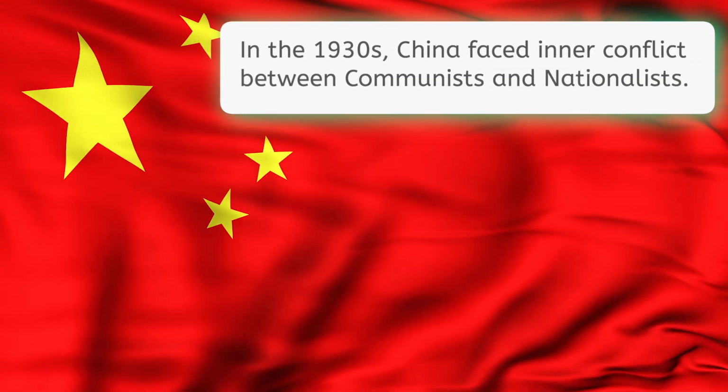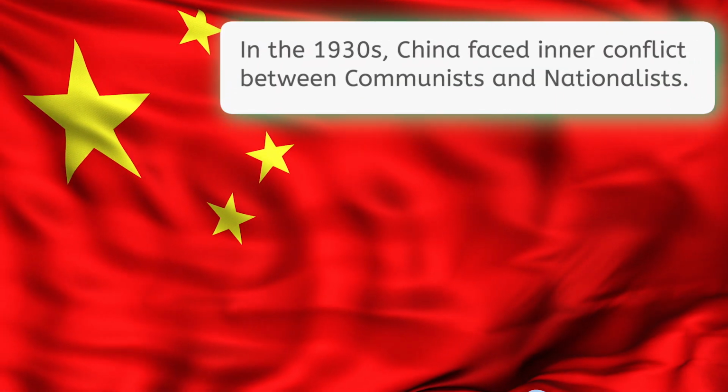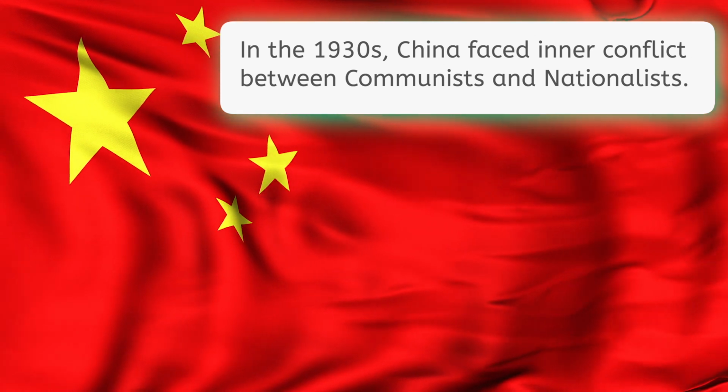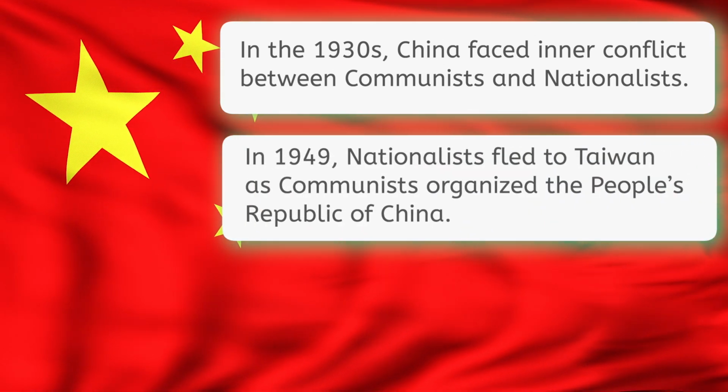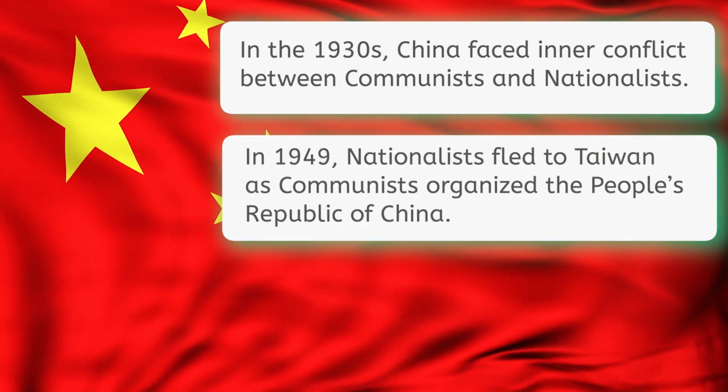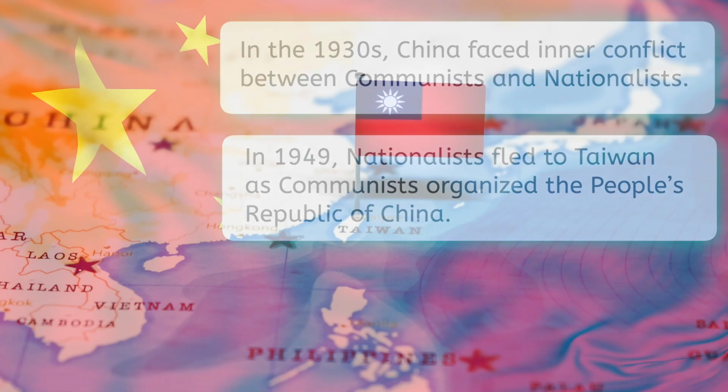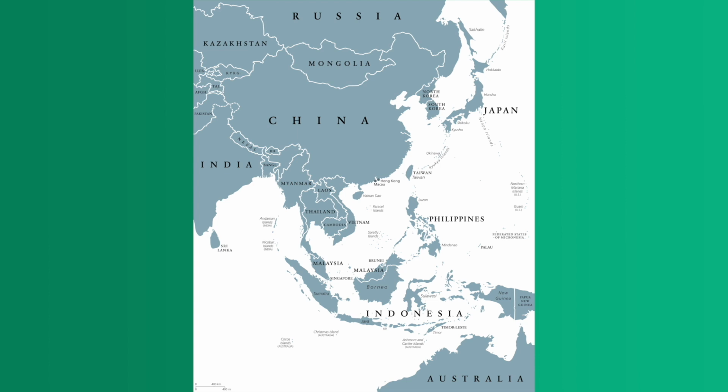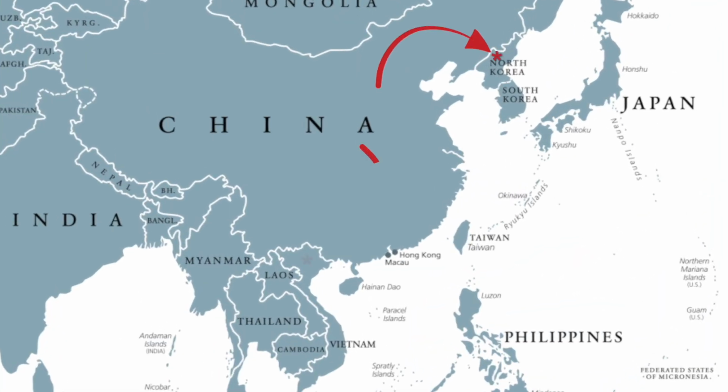In the 1930s, China faced an inner conflict between communists and nationalists. The issue was seemingly resolved in 1949 as communists organized the People's Republic of China, while nationalists fled to the island of Taiwan. Later, communist movements took control of both North Korea and North Vietnam, and the U.S. intervened in an attempt to block each move.